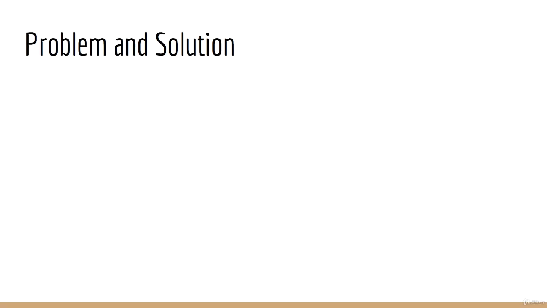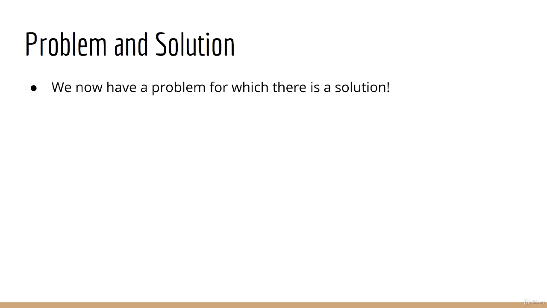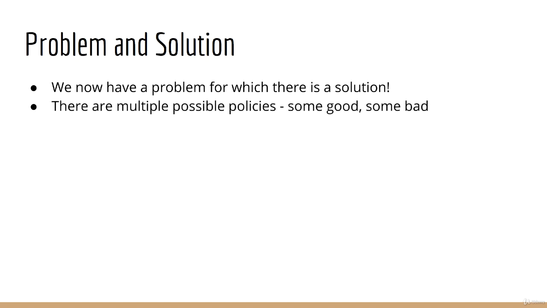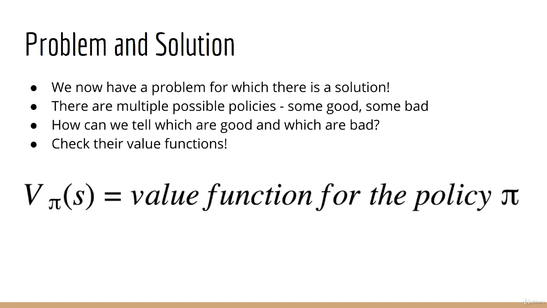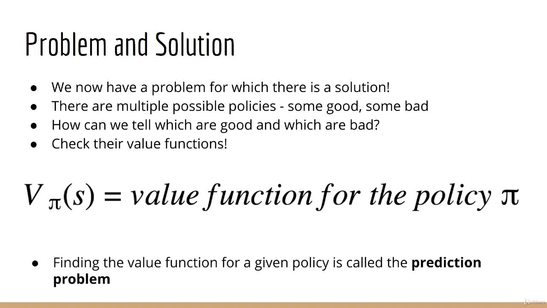We can now define the first problem in reinforcement learning, from which we can find a solution. Remember that, in a reinforcement learning problem, you can have multiple policies. Some may be good, but some may be bad. How can we tell what is a good policy and what is a bad policy? Well, how about the value function? In other words, if I can find the value function for a given policy, that tells me how good that policy is. We call V subscript pi of S the value function given the policy pi. We call the problem of finding the value function given a policy the prediction problem.